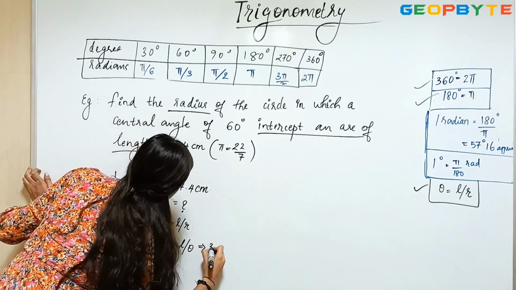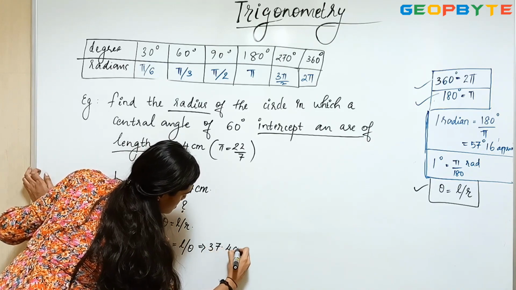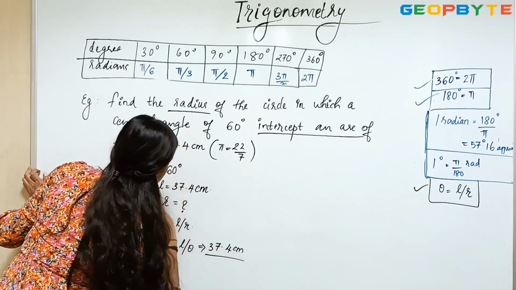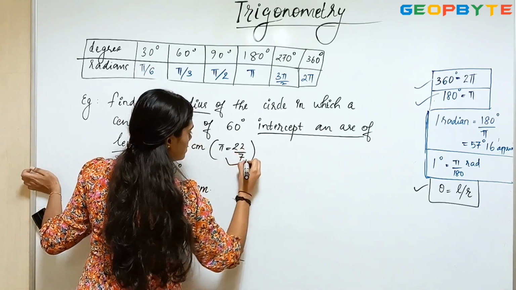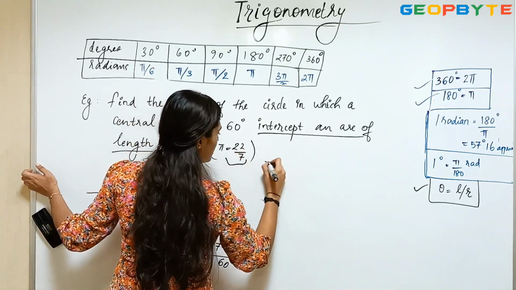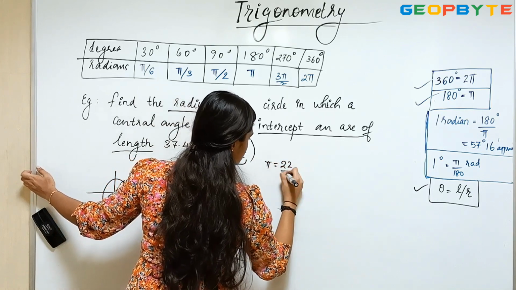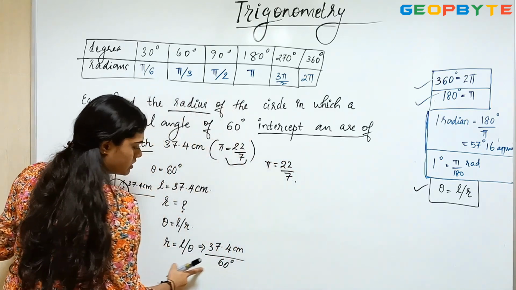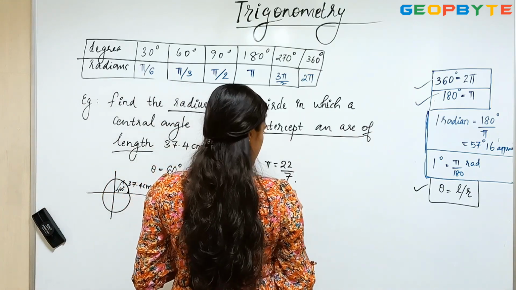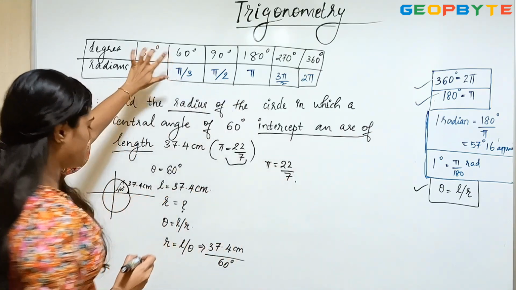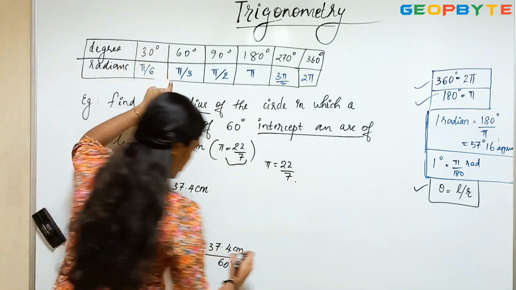What is my L? 37.4 centimeter. Well, what is my theta? It's 60 degree. But we have been given this: pi equal to 22 by 7. So we have to convert 60 degree to radians. What is 60 degree in radians? We know 60 degree is pi by 3. Already we have found it out.